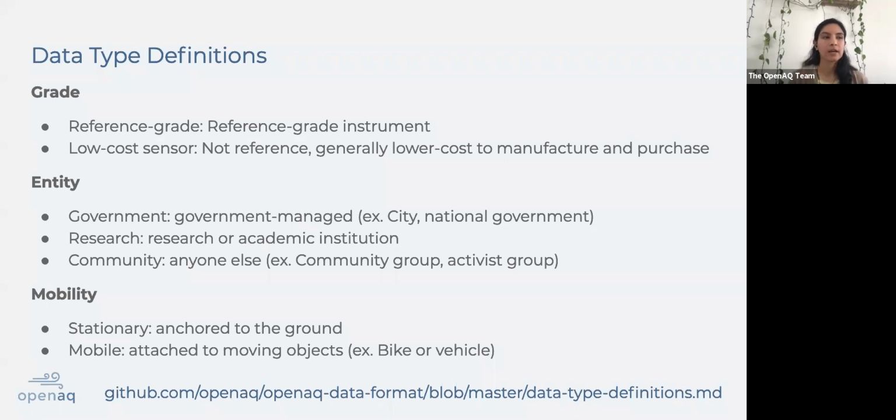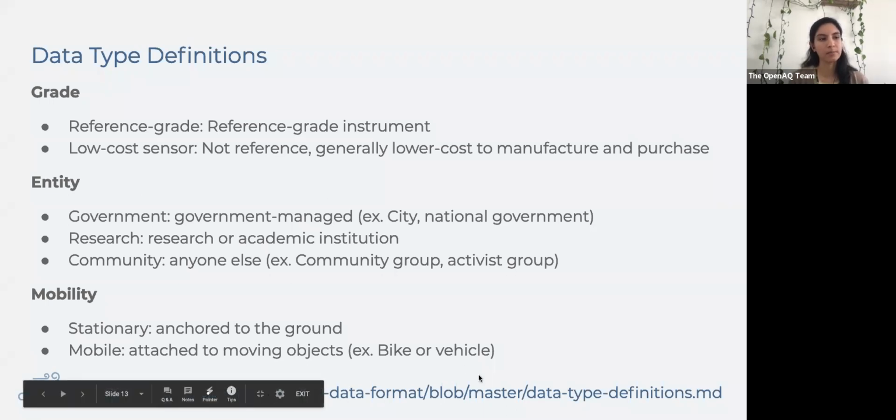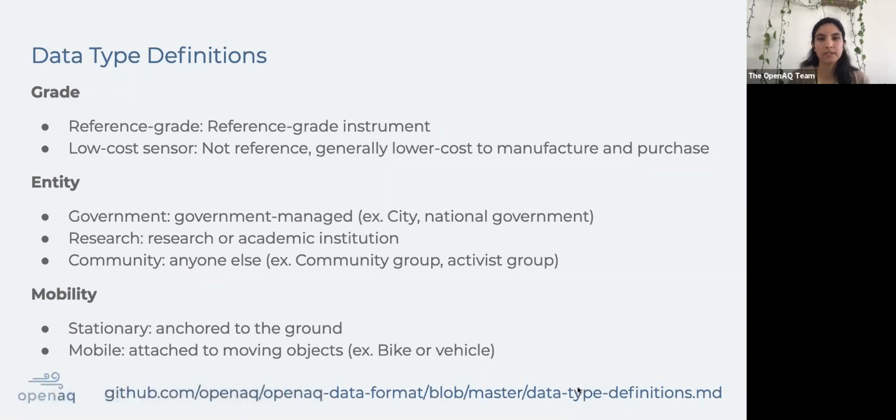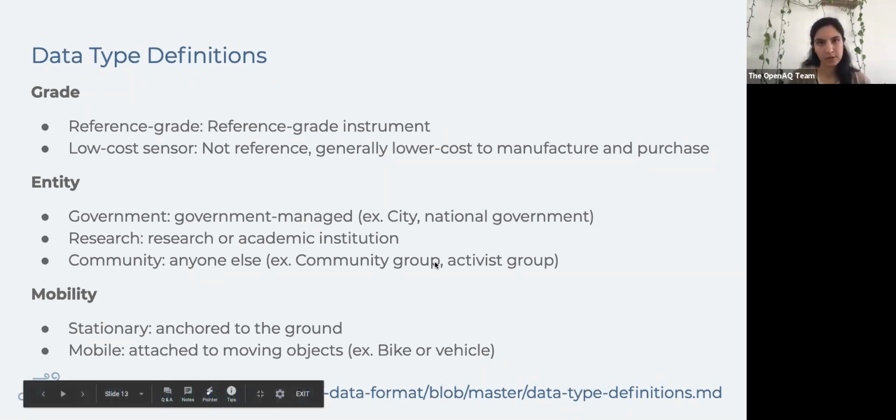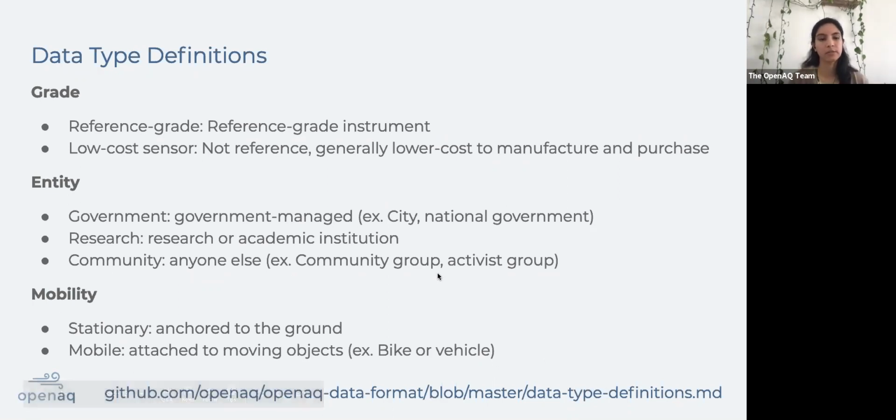There are more detailed definitions about what low-cost sensor means on the GitHub data type definitions page, which there's a link to at the bottom of the slide. I definitely encourage you to check it out. It also has some more resources, like EPA and other entities that have collected more information about what low-cost sensors mean. And then we have entity.